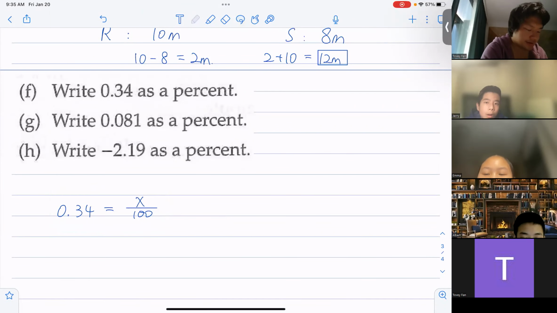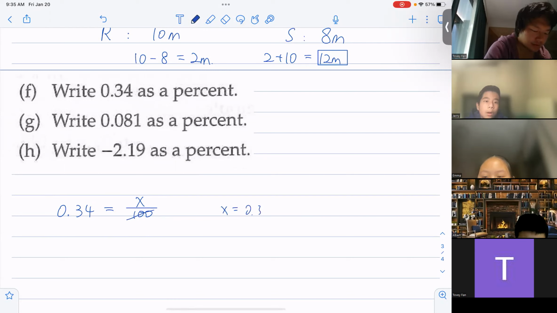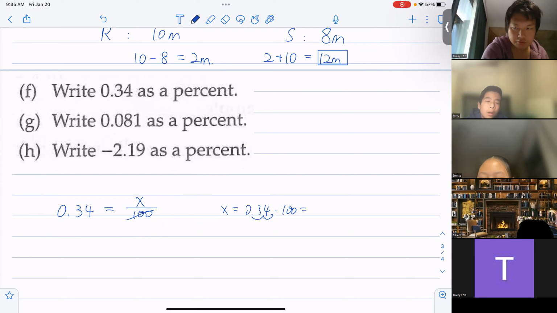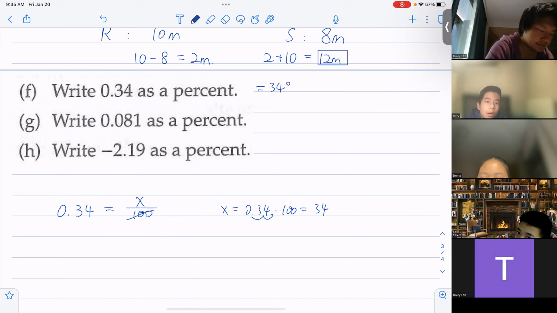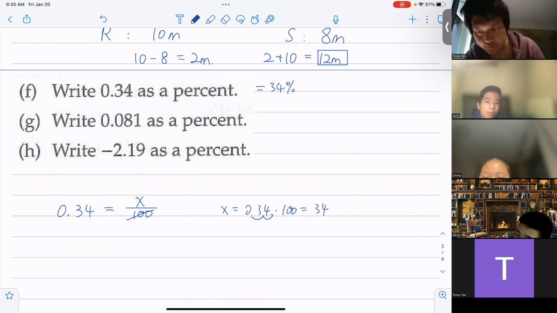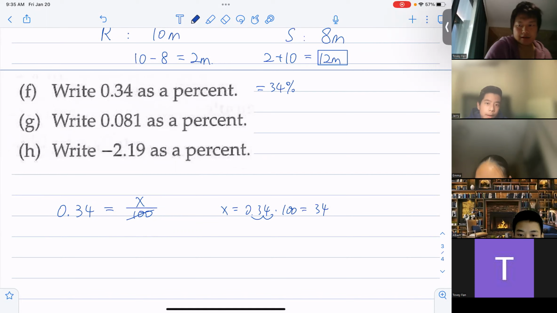And to figure out X, you just times by 100. The 100 is gone, and you times the other part: 0.33 times 100. That's just equivalent to moving the decimal 2 places to the right, which is 34. The first one is 34%. Okay, Jerry, Albert, does that make sense? You always suppose X, then just times by 100.